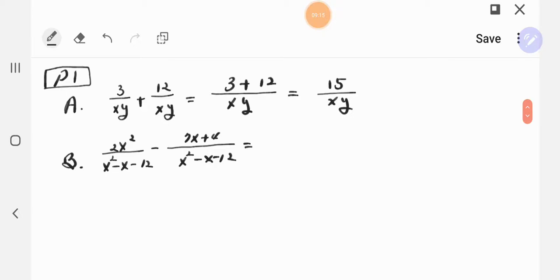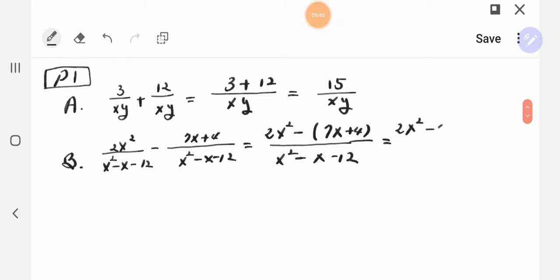Okay, the second part, letter B. The denominators are the same, so what we do is add the numerators: 2x squared and minus, this is subtraction, so minus the second numerator. Put parentheses on the second numerator. Always put the parentheses on the second part if this is a subtraction. The denominator is the same. And then simplify the numerator. So 2x squared minus 7x minus 4 over the denominator x squared minus x minus 12.